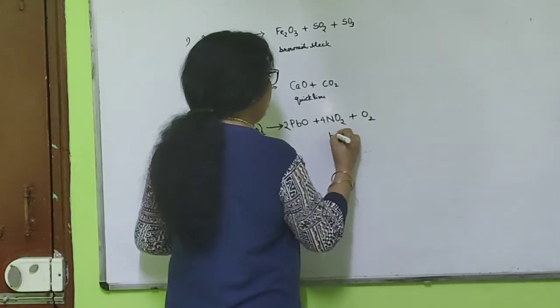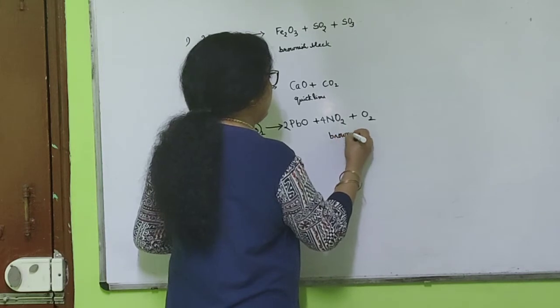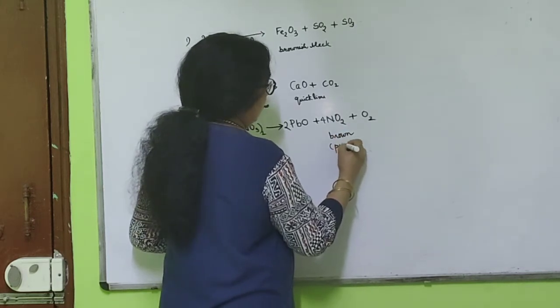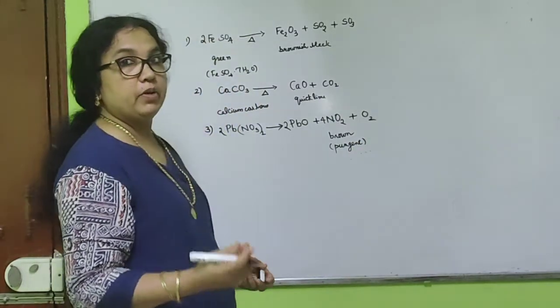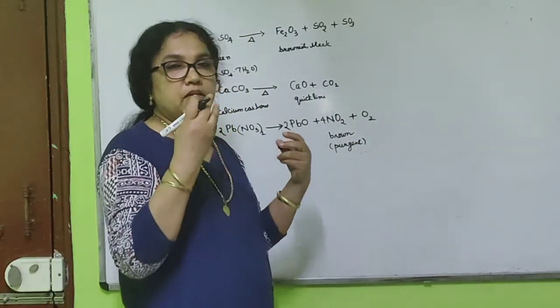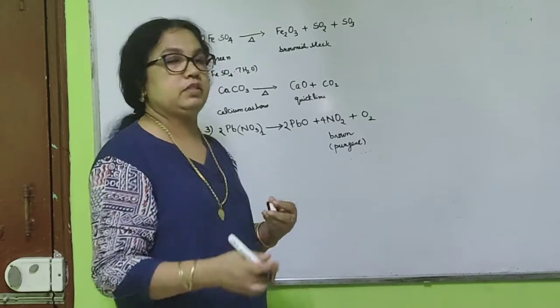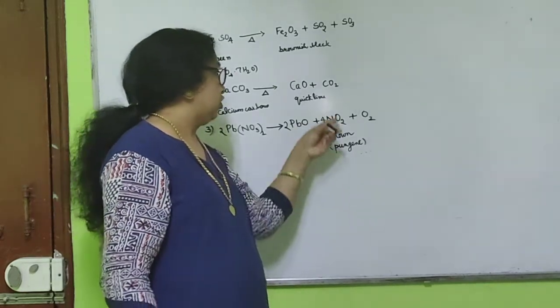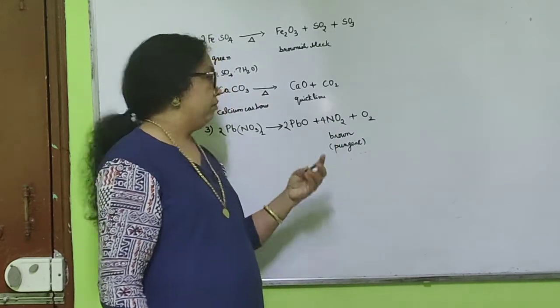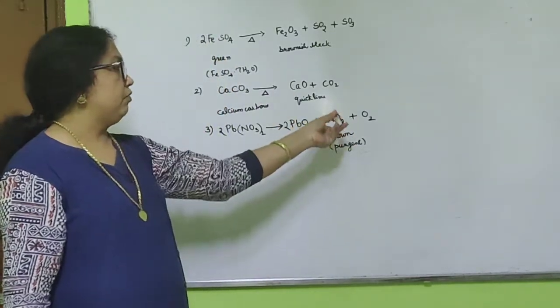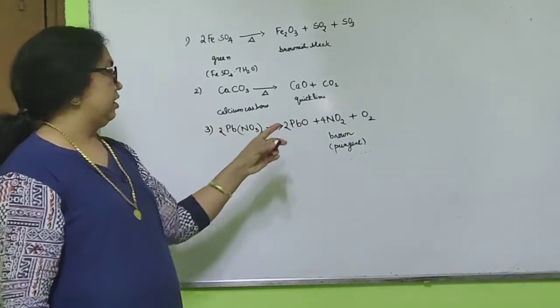This fume, nitrogen dioxide, is brown fumes. They are pungent. Do you know what is meant by pungent? When chili powder is heated, what does it smell like? It feels like suffocation. That is pungent. So here nitrogen dioxide also comes out with a pungent smell. Brownish fumes come out from lead nitrate.